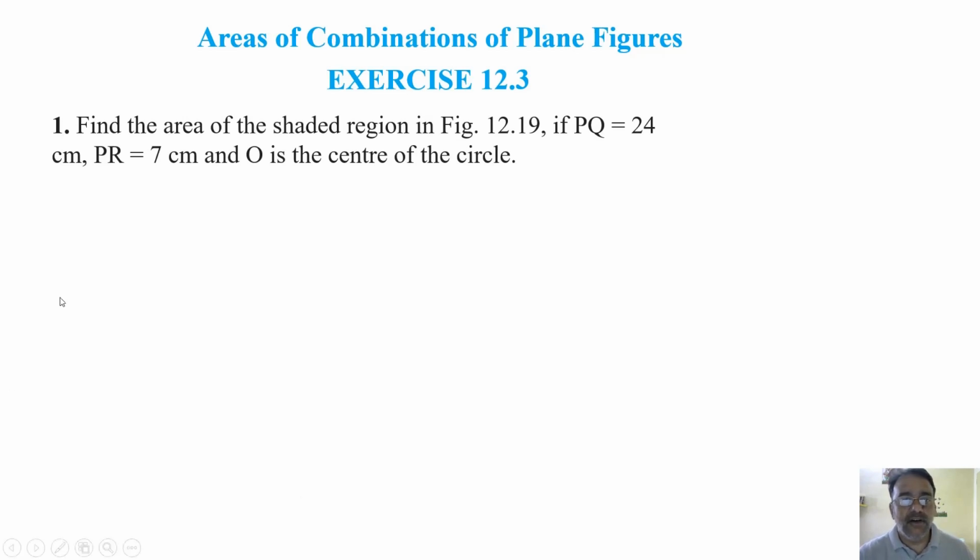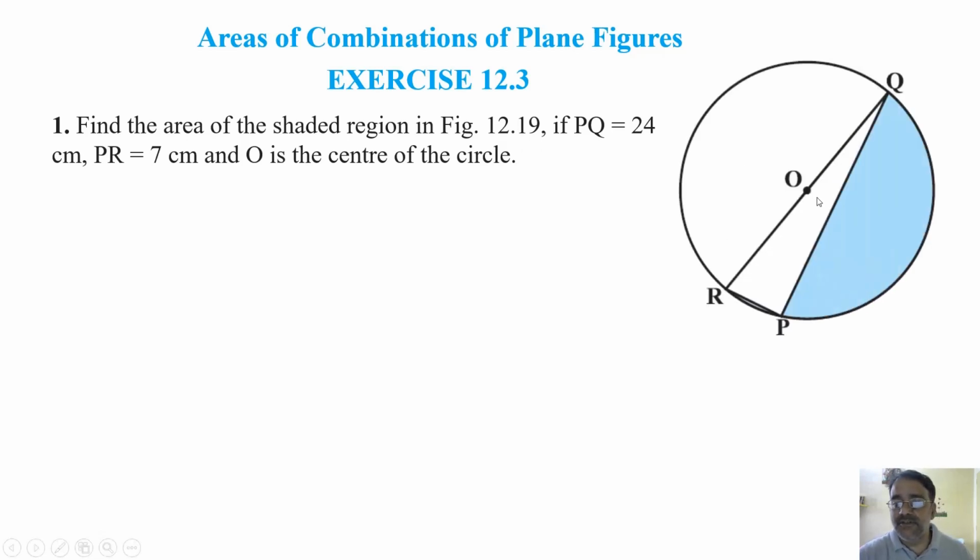Find the area of the shaded region in figure 12.19 if PQ is equal to 24 centimeter and PR is equal to 7 centimeter and O is the center of the circle. So what is given here? First PQ is equal to 24 centimeter is given and PR is equal to 7 centimeter. Now this angle is 90 degree.